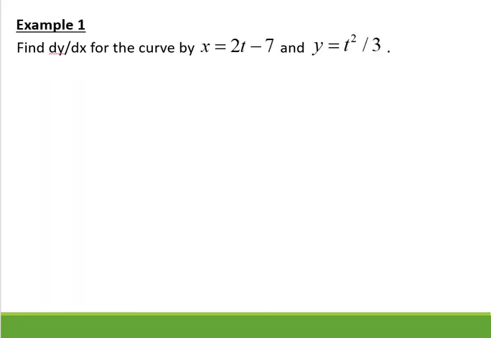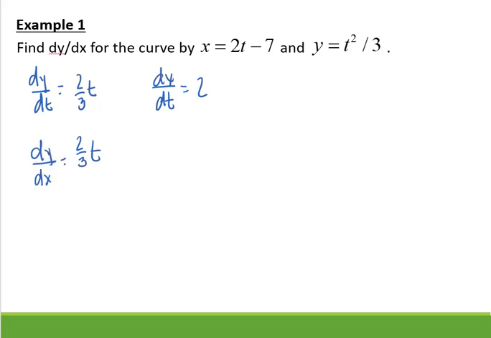Okay, so find dy/dx for this curve. Let's find dy/dt, and that is going to be 2/3 t. Finding dx/dt, that's going to be 2. So I have 2/3 t over 2 to find dy/dx. So that simplifies to 1/3 t. I was questioning myself there on my algebra. So it's actually really not that bad.